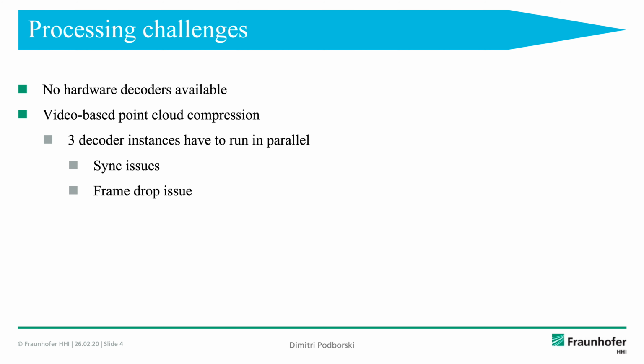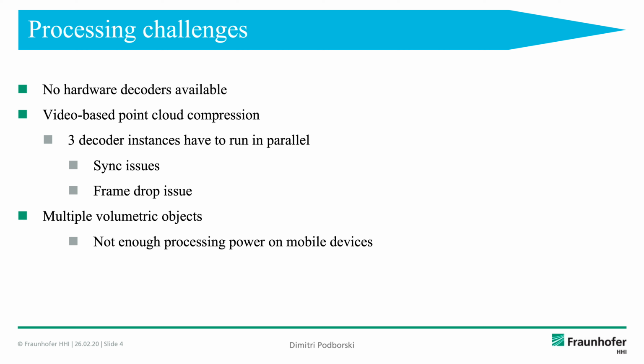However, this still has some problems because you have to run several decoder instances in parallel, which might be a bit tricky. It might have some synchronization issues, or issues when one of the decoders drops a frame. And also, if you deal with multiple volumetric objects on the client device, it's going to be really complicated if you use, for example, three decoder instances for a single video. So this doesn't scale very well.